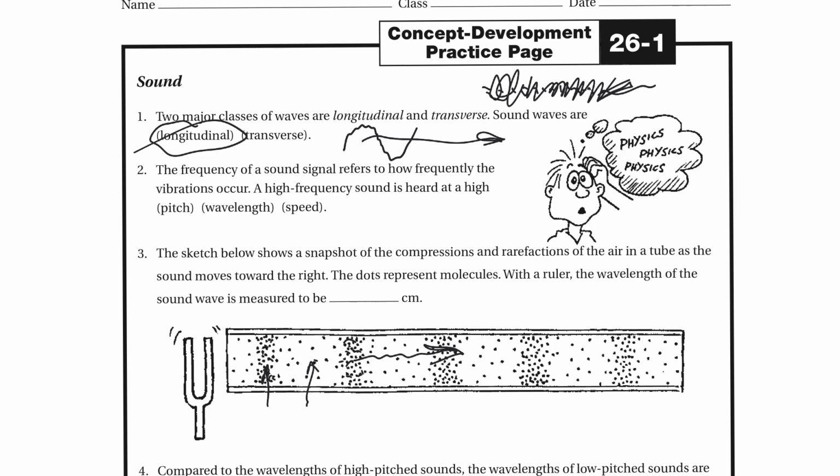So when you're talking about sound, suddenly frequency takes on a different term. The frequency of a sound refers to how frequently vibrations occur. So a high frequency sound is heard at a high pitch. A high note on a piano has a high pitch, a low note on a piano has a low pitch. That's the same as saying frequency. It's just a term used for sound.